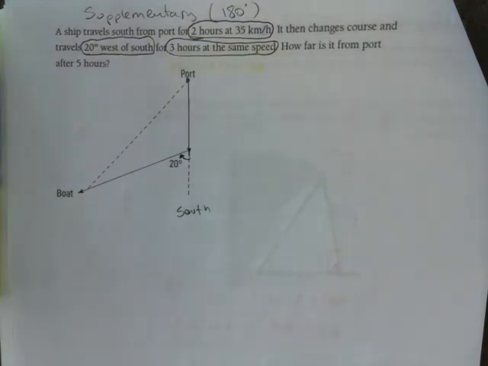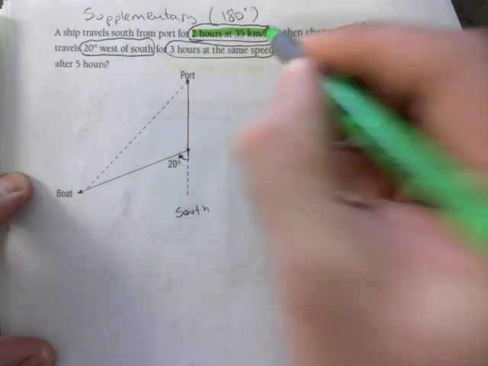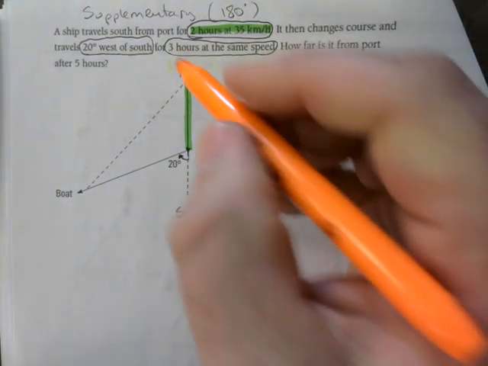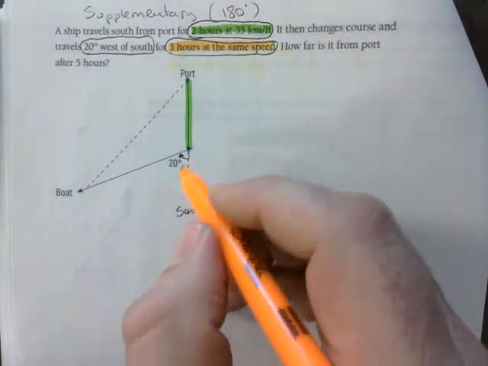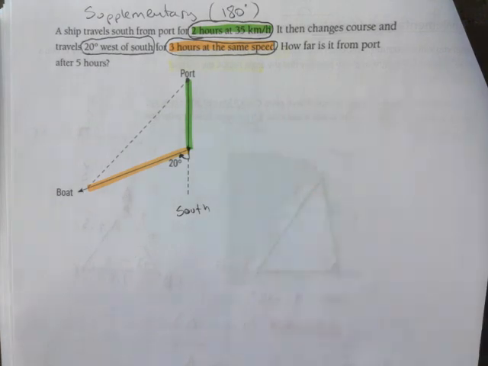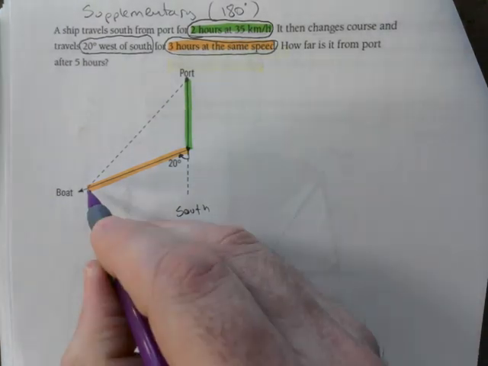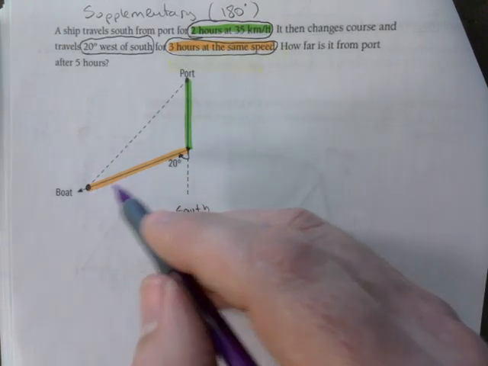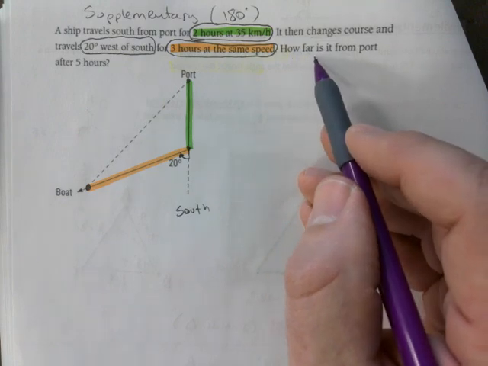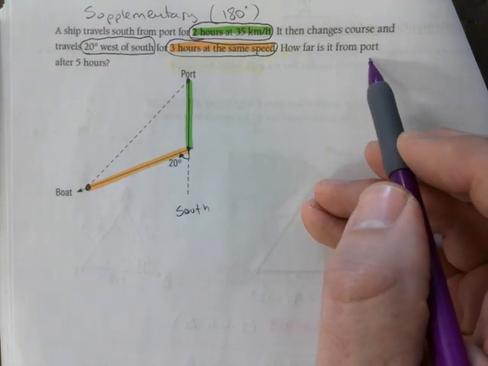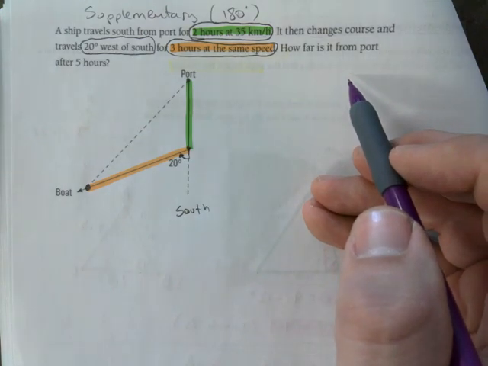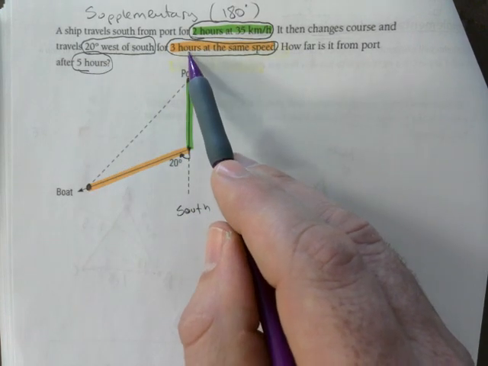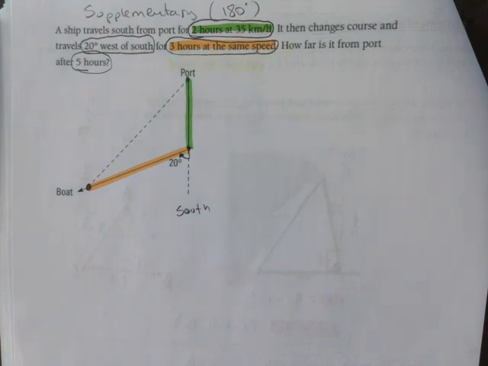Right? So I'm going to use two different colors here. 2 hours at 35 kilometers per hour, that'd be this. And we traveled 3 hours at the same speed going this way. So the boat is ultimately here. This is the actual traveled path, okay? And the question is asking how far is it from the port after 5 hours? Why does it say 5 hours, guys? 2 hours and then 3 hours, right? A total trip time of 5 hours. It makes sense, adds up.